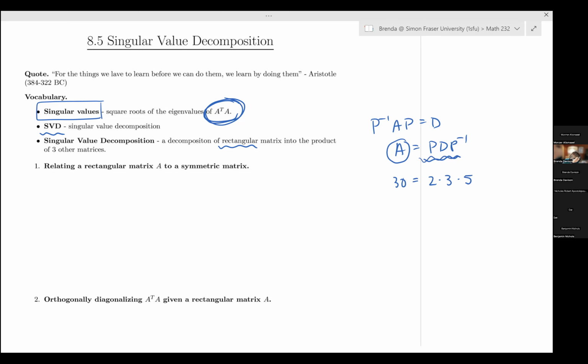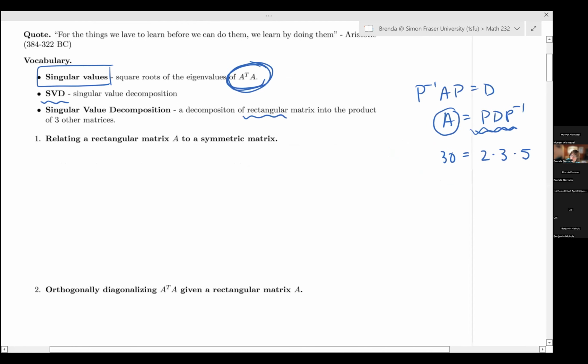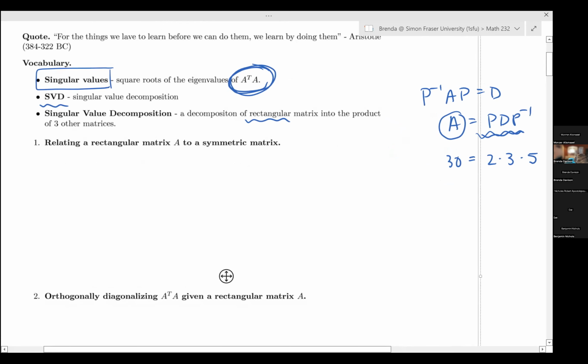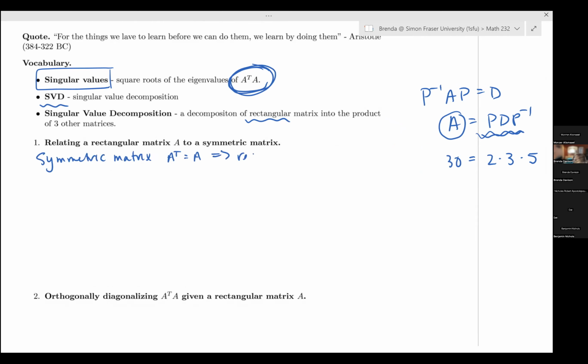Next thing to notice, we have in fact already said this in this lecture, but let's repeat it. A symmetric matrix has this feature: A transpose equals A. That immediately tells you rectangular matrices are never symmetric. Never symmetric. Now let's take a look at a rectangular matrix and its transpose.